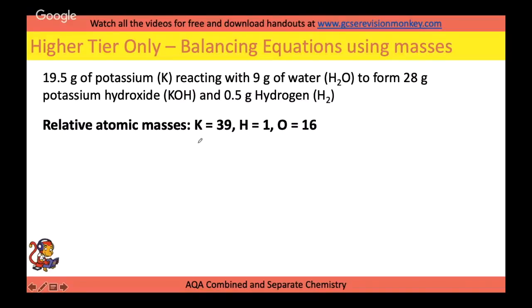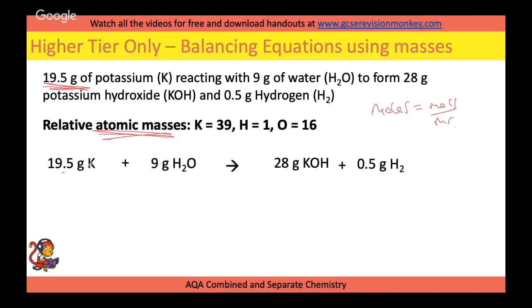I want to run through balancing equations using masses. For these ones, you get the marks for the working out and not for just balancing equations. So they give you masses and they give you relative atomic masses. So think to yourself straight away, moles equals mass over Mr.